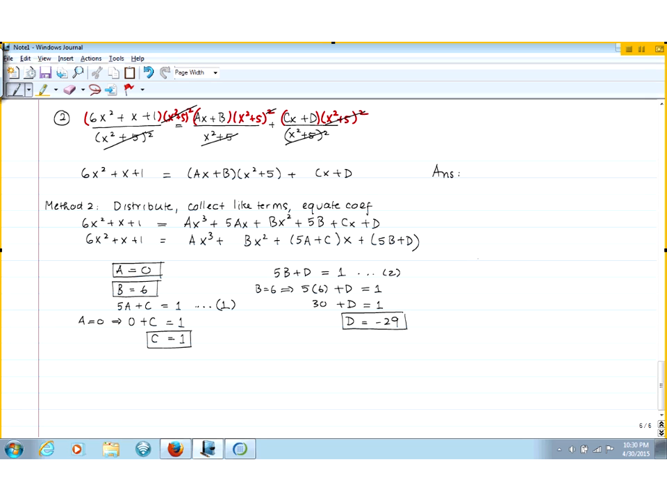So supposedly ax plus b over x squared plus 5. So what is my a? Oh, a is 0. So it's 0x plus b, so it's just b. So 6 over x squared plus 5 plus cx plus d, which one's my c? Cx plus d over x squared plus 5 squared. So c is 1, cx plus d, so x minus 29. So 1x minus 29 over x squared plus 5 squared.